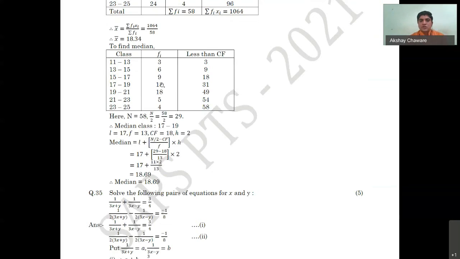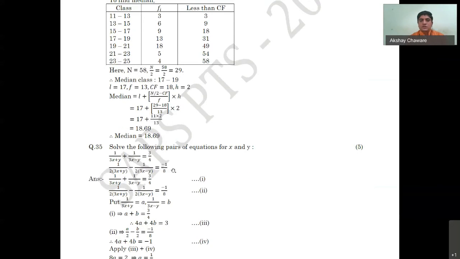f is equal to 13. What is CF? CF is the cumulative frequency of the class preceding the median class, and that CF is nothing but 18. And h, the class width, is 2. In the median formula, L plus n by 2 minus CF upon f multiplied by h, the values are substituted and you get the answer, that is 18.69.